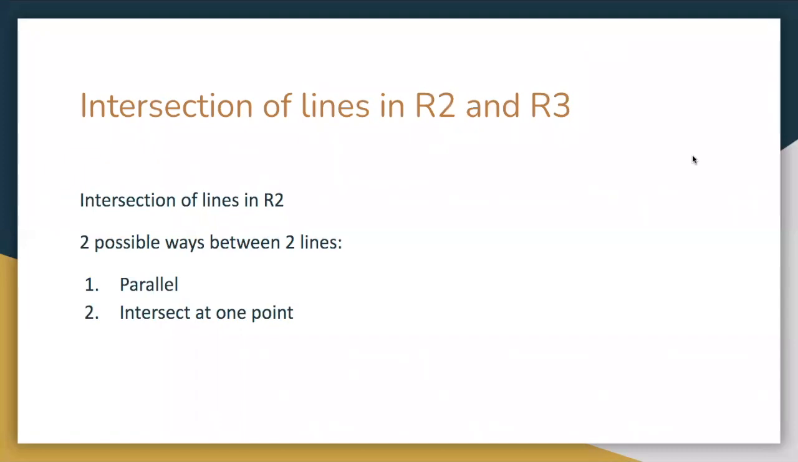Anyways, let's get started with the subtopic intersections of lines in R2 and R3. To help you understand better, I will divide this into two parts. So let's first talk about the intersections of lines in R2. As I listed below, there are two possible ways between two lines. The first one is parallel, and the second one is intersecting at one point. First I'll be talking about parallel. Here is a diagram of what parallel should look like.